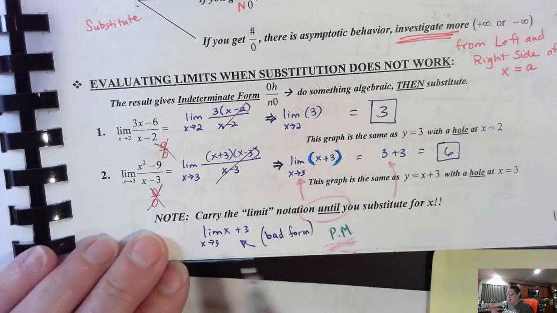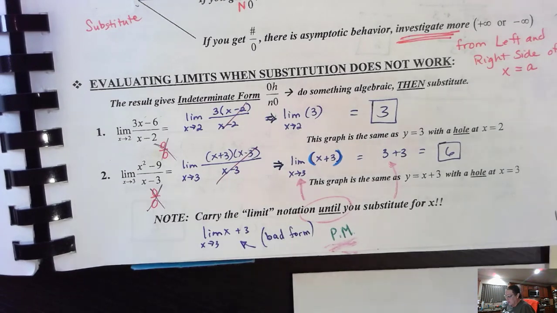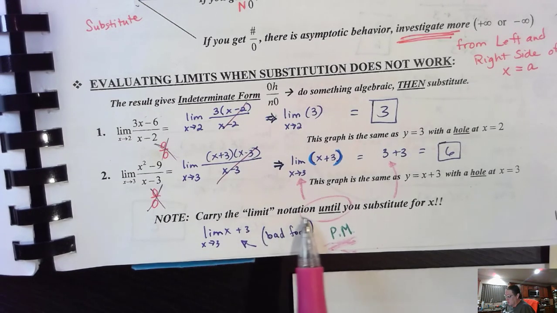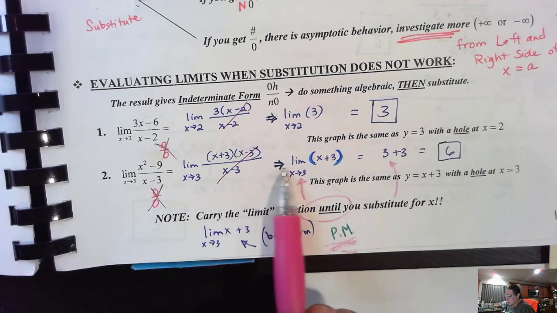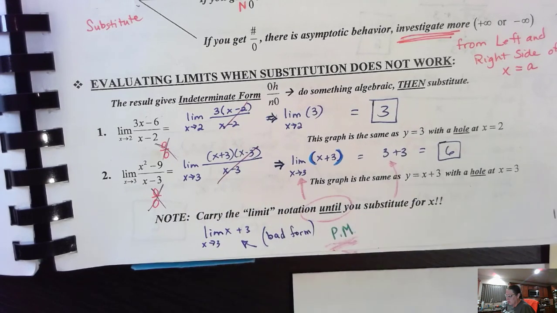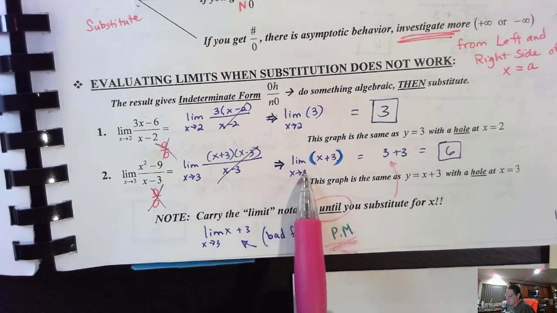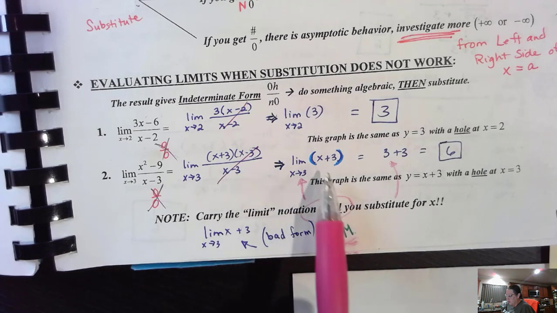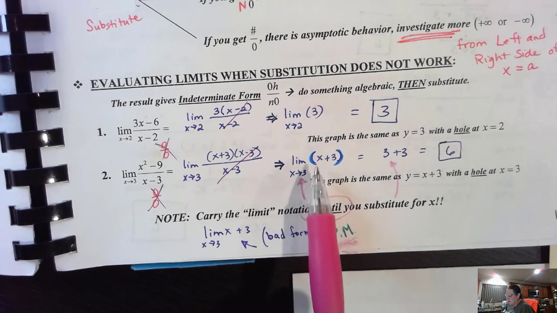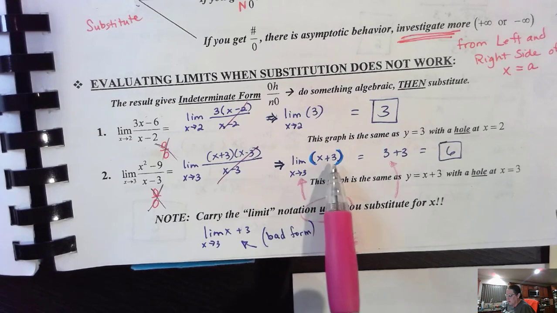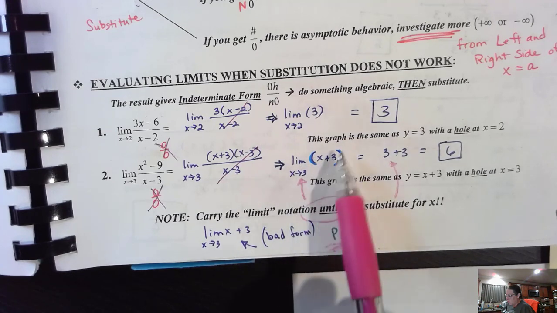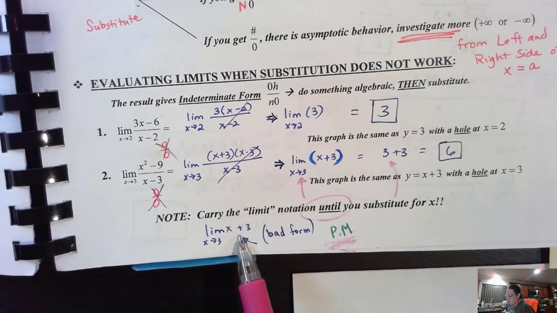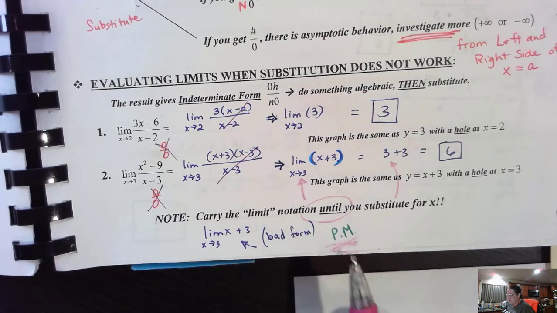Now, very important, I want you to see that you have to carry your notation until you substitute for x. Do not drop that limit notation. Also, when we look at the limit as x goes to 3 of the quantity x plus 3, we want to put that quantity in parentheses. This is bad form. Parentheses matter.